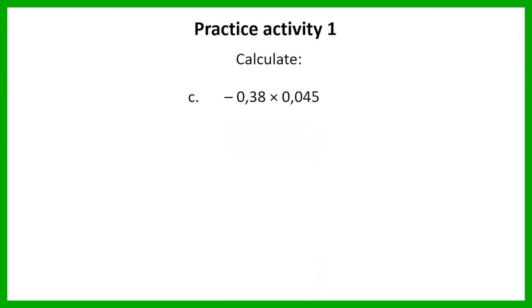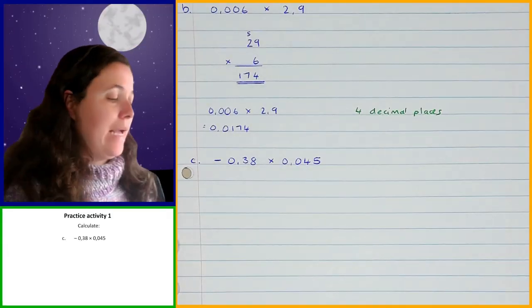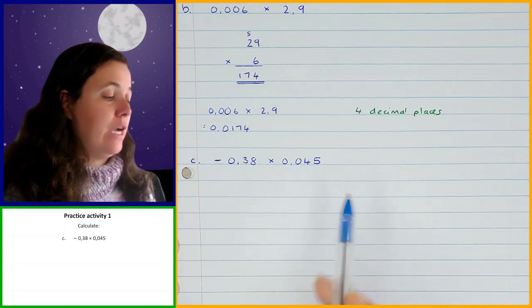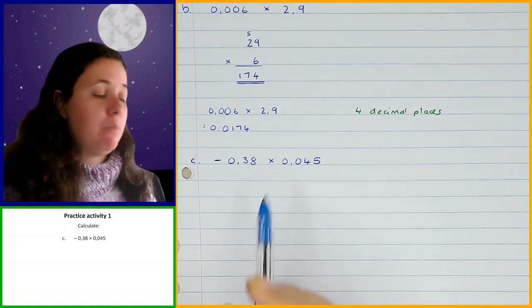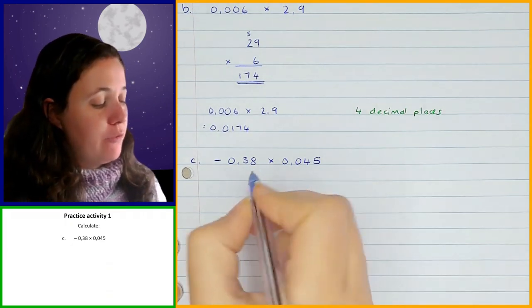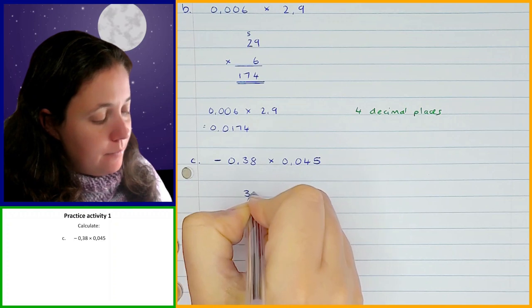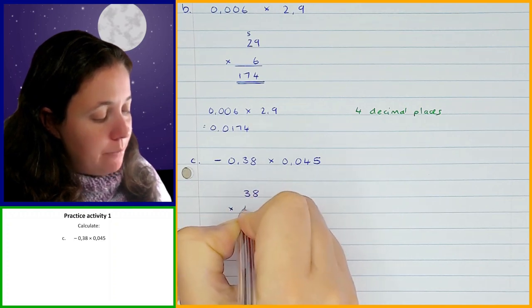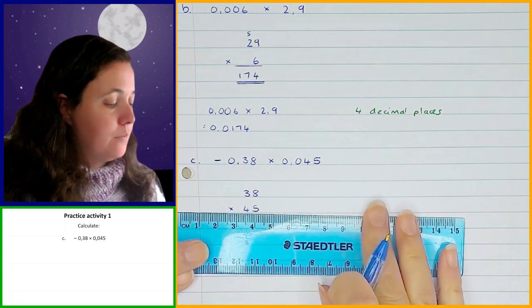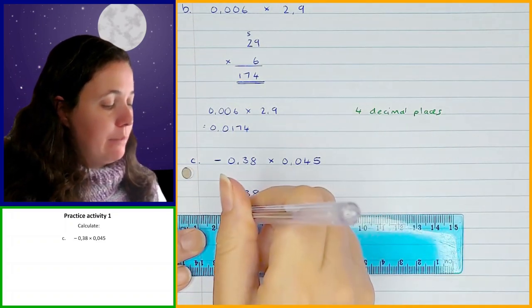Okay, so let's go through that question. Over here we had negative 0.38 multiplied by 0.045. The first thing we're going to do is multiply our 38 with 45 to work this out. Okay, so we've got 38 multiplied by 45. Over here I start off by multiplying by the 5.